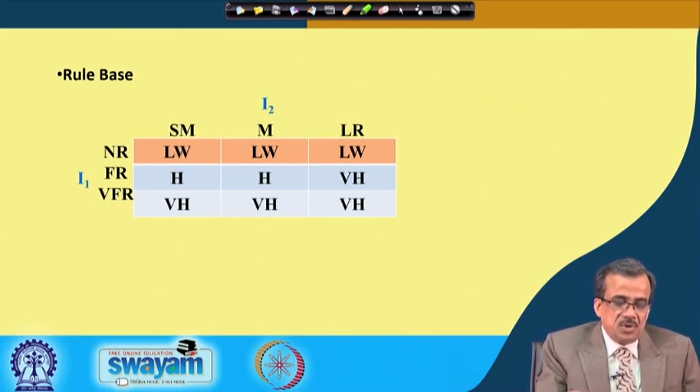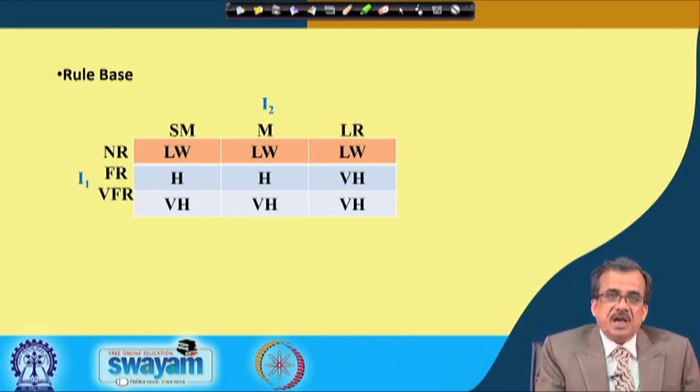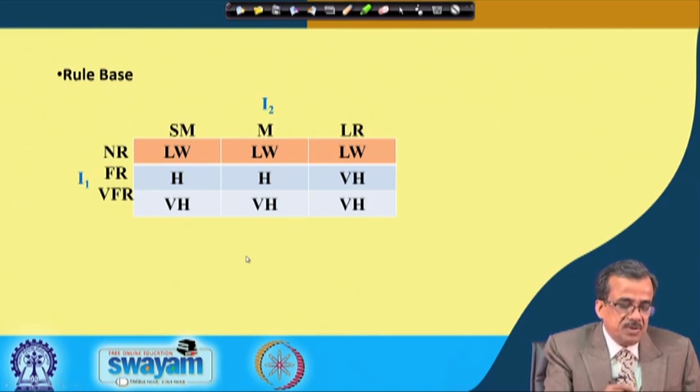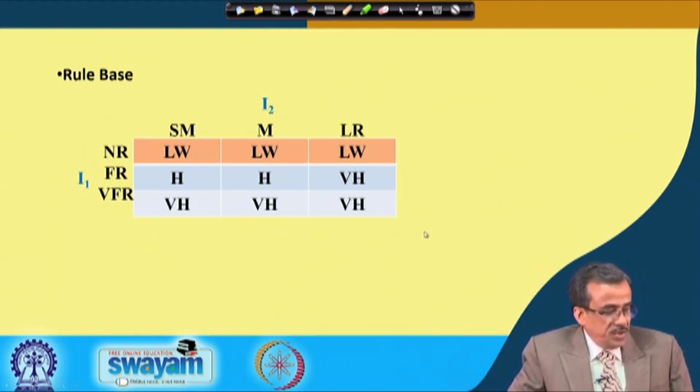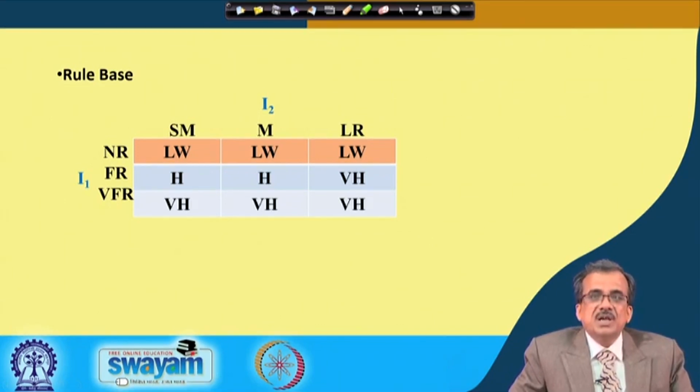Now, this table shows those 9 rules. The rules are as follows. If I1 is near and I2 is small, then the output is low, and so on. So, here we have 9 rules, and as we discussed, out of these 9 rules only 4 are going to be fired.